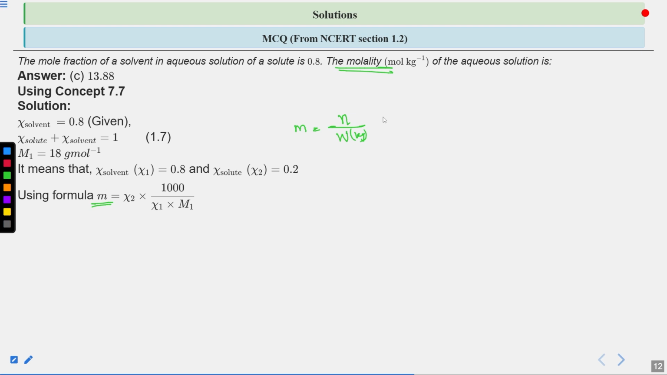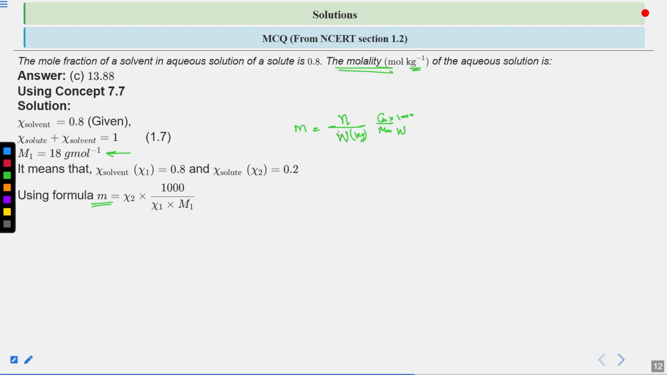Now, the number of moles will be given mass upon molar mass, and the weight is already present in kg. If it is not in kg, then you have to multiply it by 1000, because we have to tell the molality in kgs. So for the molality we have to multiply this term by 1000. That means we have to convert the grams into kilograms, because the molar mass of water is given in grams, 18 grams per mole.